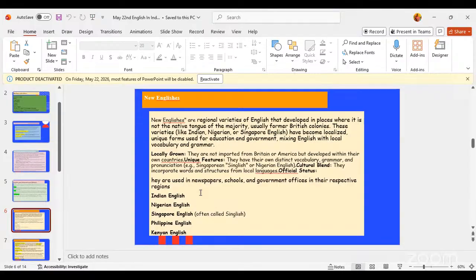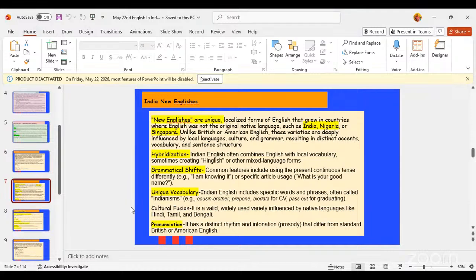Then we have the New Englishes, which are Nigerian, Indian, Singaporean, Philippine, and Kenyan English. Going down to the next slide, we learned about the varieties of New Englishes, which are about hybridization. Indian English often combines English with local vocabulary, sometimes creating Hinglish, a mixture of many language forms.